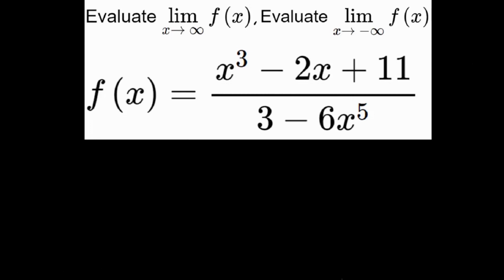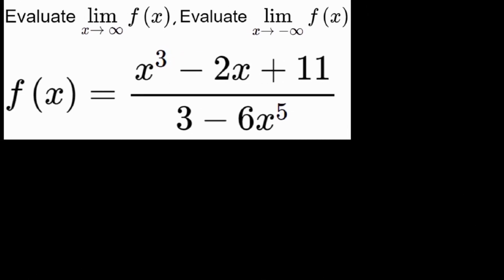There are a couple approaches. We could just think through what happens as we look at bigger and bigger x values, or more and more negative x values, or we can take a more algebraic approach. We can look at our numerator and denominator and determine what is the highest power of x between these. And we can see that is x to the fifth.